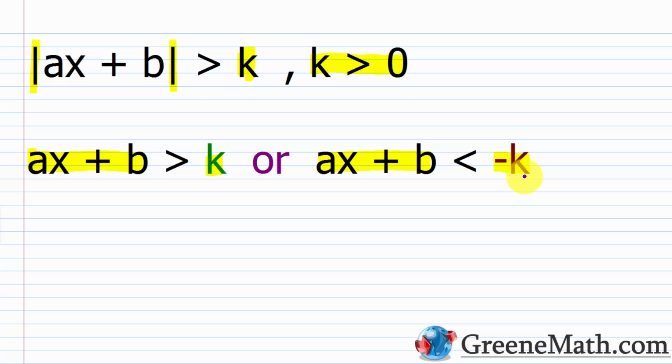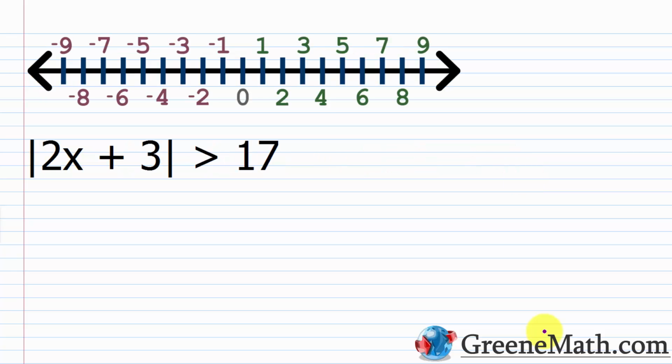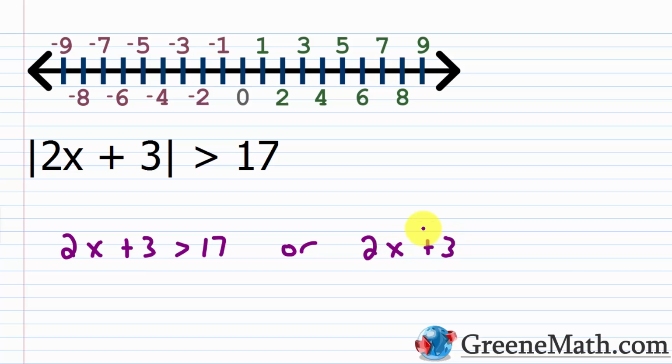All right, so let's look at an example. For this one, we have the absolute value of 2x plus 3 is greater than 17. So the first case is I just remove the absolute value bars. So I'll have 2x plus 3 is greater than 17. Then or, my second case, I remove the absolute value bars. So 2x plus 3. I flip the direction of the inequality symbol, so it's a less than, and then I make this number negative. So it's going to be a negative 17, okay?